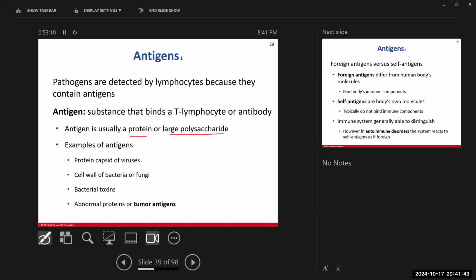It's going to trigger a T lymphocyte or an antibody. Antibodies come from plasma cells, which were B lymphocytes. So both T lymphocytes and B lymphocytes are going to interact with antigens. A B lymphocyte will interact with it indirectly through the antibodies that they make as a plasma cell. This is very important: specific antigens are going to interact with specific lymphocytes here.